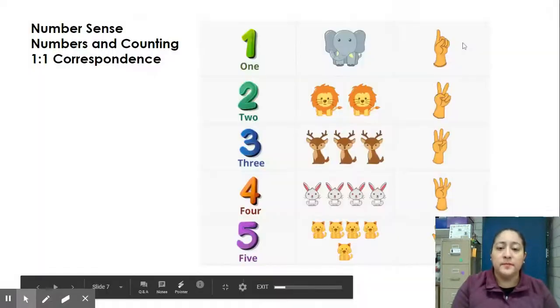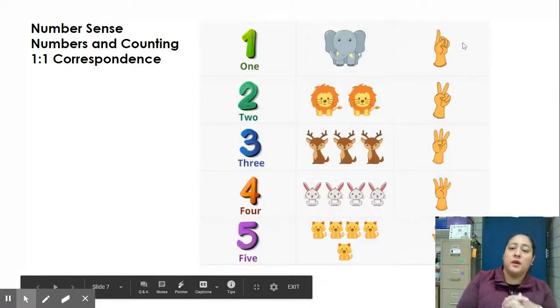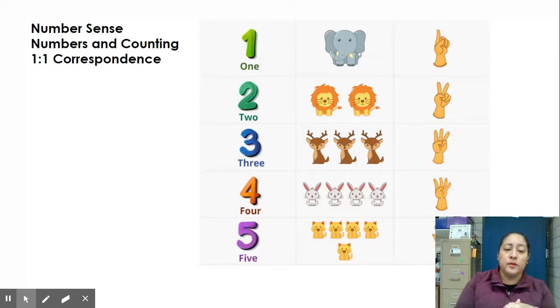So today, we are reviewing how to identify the numbers 1, 2, 3, 4, and 5. And we're also counting objects and matching it to its corresponding number.